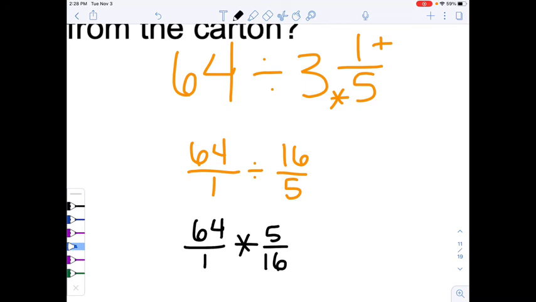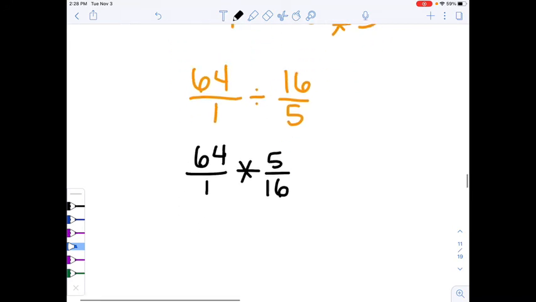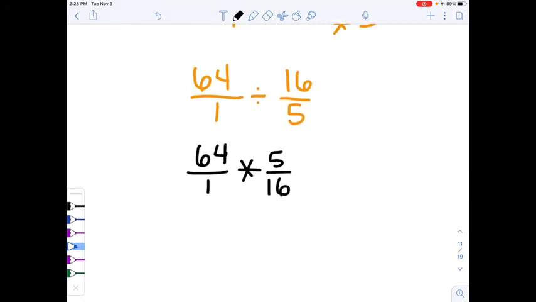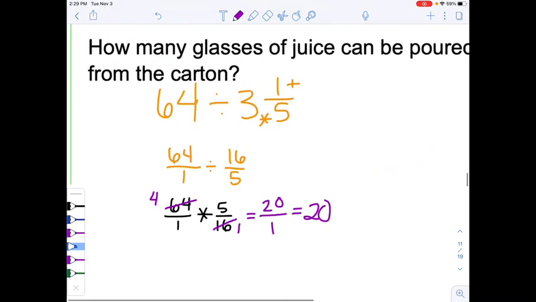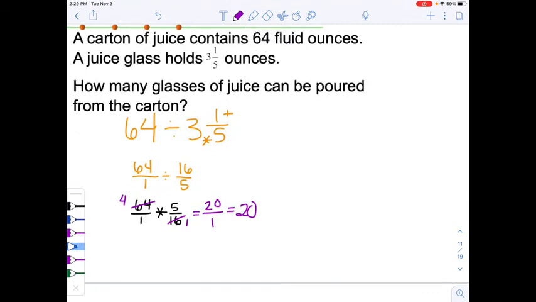Once we have multiplication, that's when we can cross simplify. 1 and 5, nope. 64 and 16, yes. 16 goes into 16 one time. 16 goes into 64 4 times. Now I multiply. 4 times 5 is 20. 1 times 1 is 1. So I get 20 over 1, which is the same as just 20. And the question asks how many glasses of juice can be poured, so our answer would be 20 glasses.